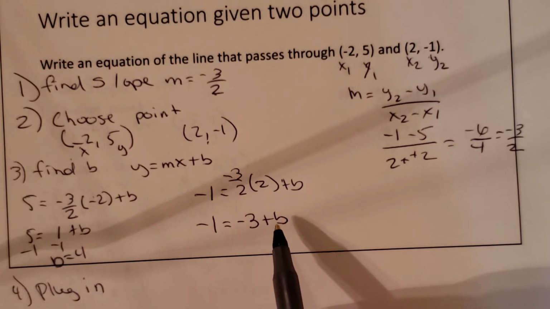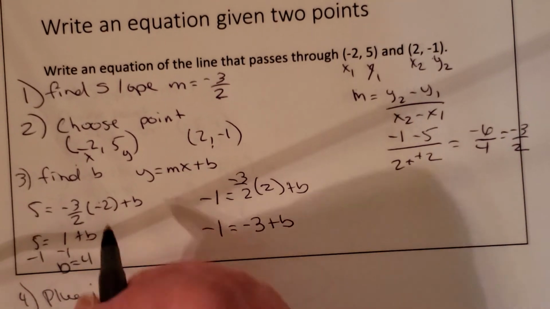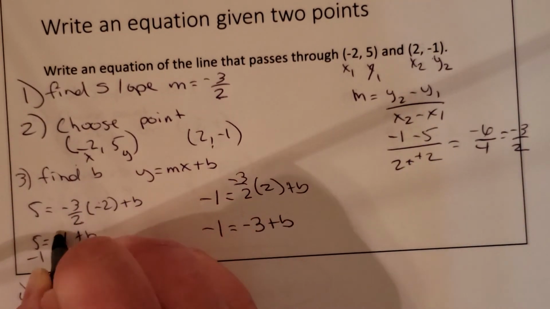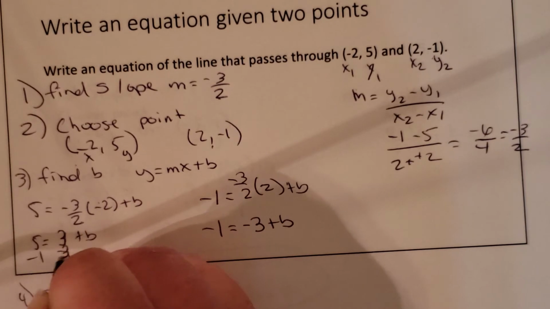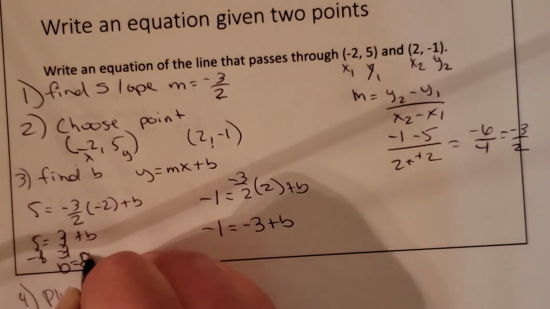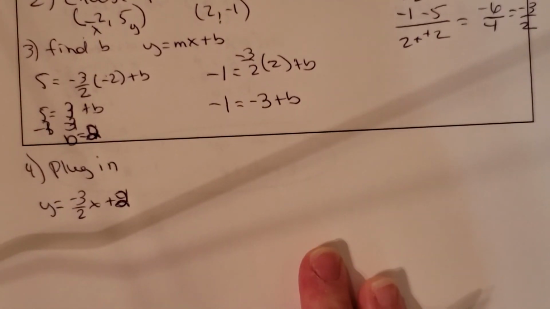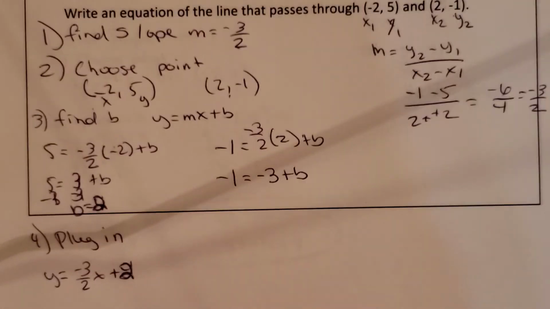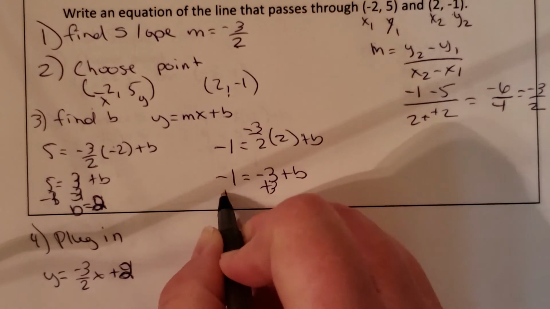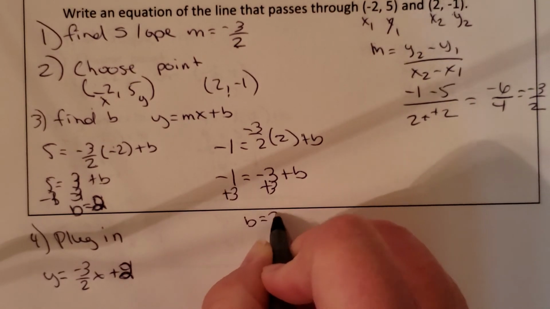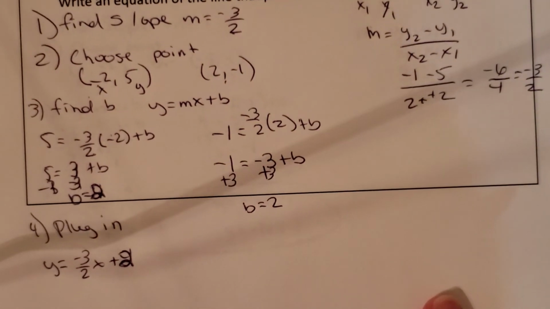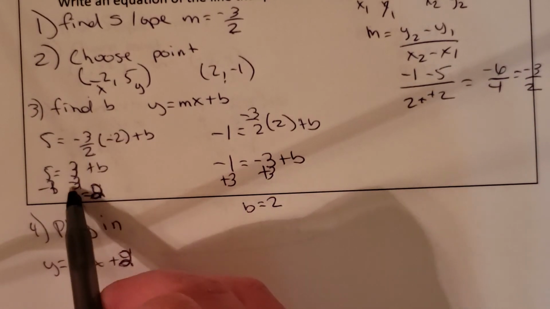Where did we go? This is supposed to be 3, isn't it? So we subtract 3 from both sides and get a +2. So add 3 to both sides. b equals 2. So I apologize. Another dryer in the background.